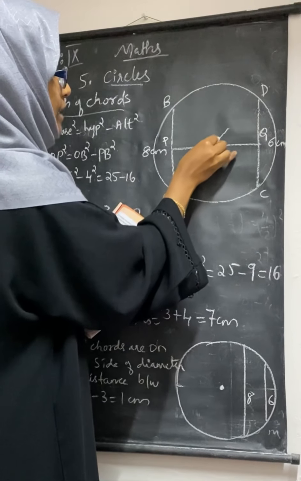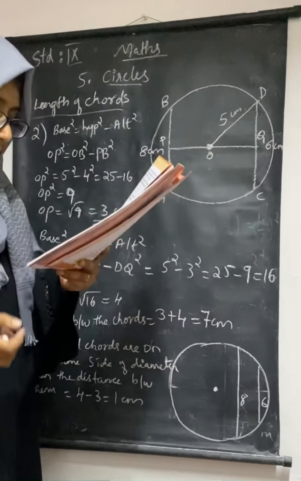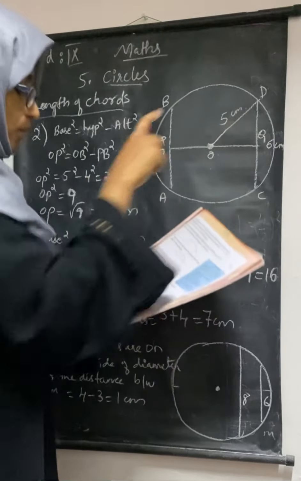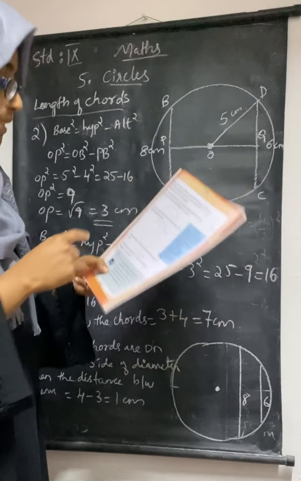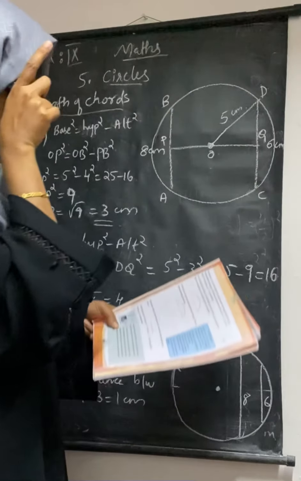If I show you radius like this, it will be 5. So I am showing like this 5 centimeter the radius. And one chord is 8 and another chord is 6 on either side of the diameter. What is the distance between them? Means from here to here distance you have to find out.